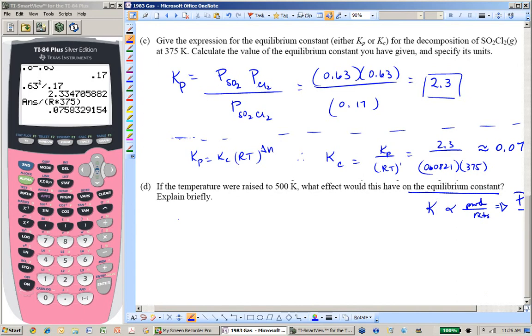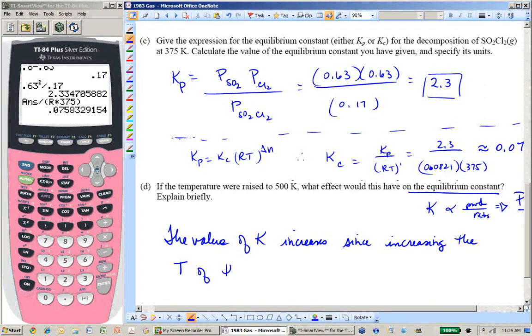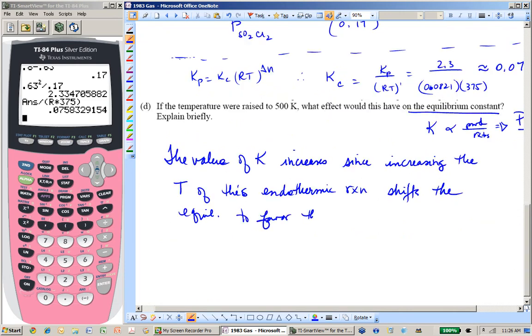All right, so you just got to put that in words. The value of K increases. You don't quit there. Since increasing the temperature of this endothermic reaction shifts the equilibrium to favor the products. Therefore, K is proportional to products over reactants. Therefore, K increases.